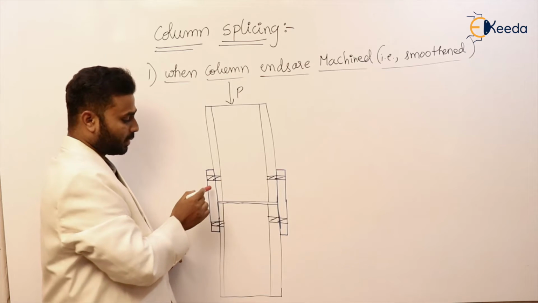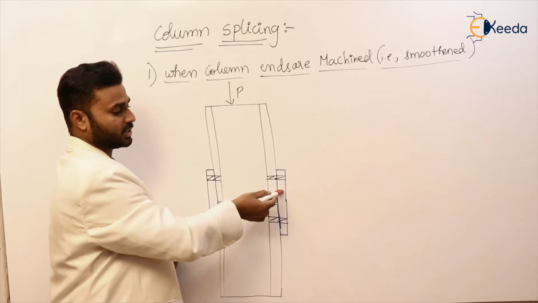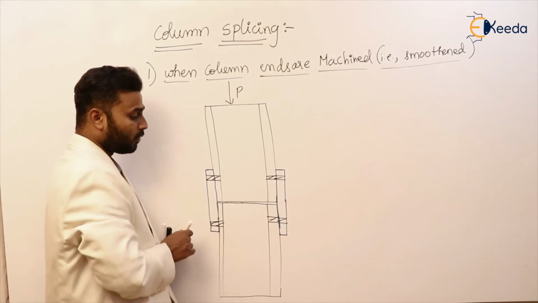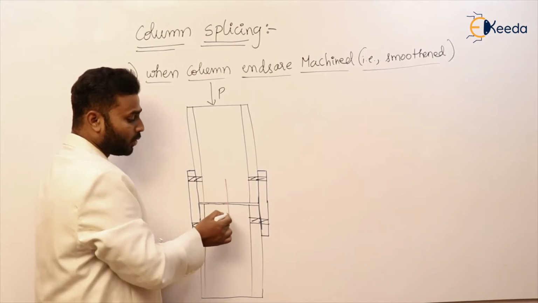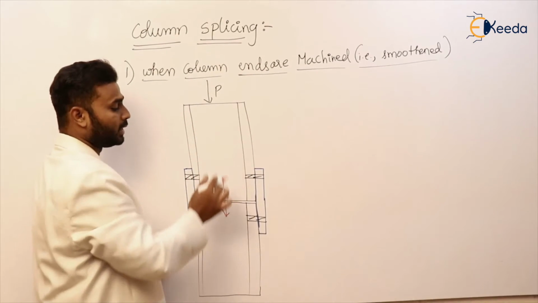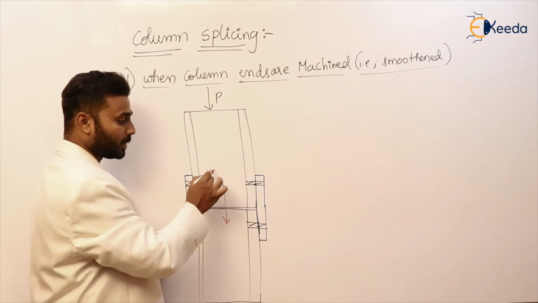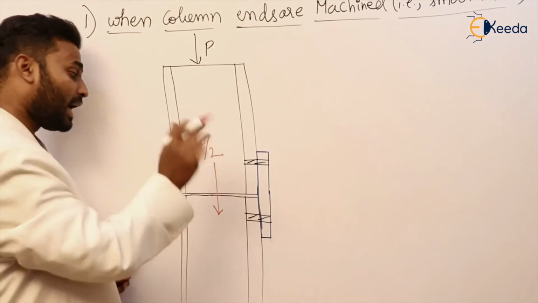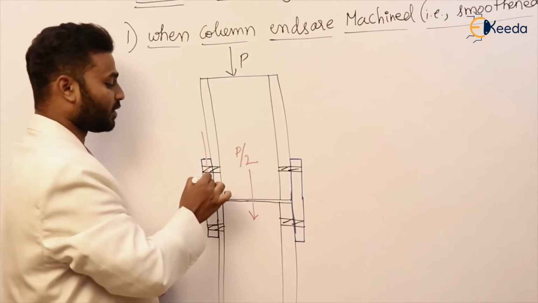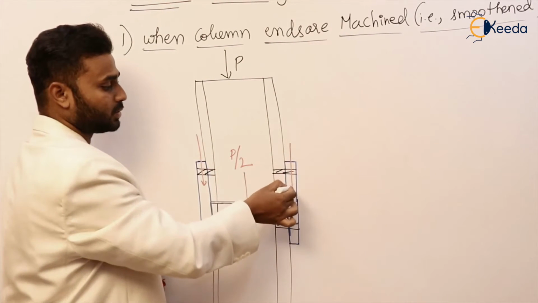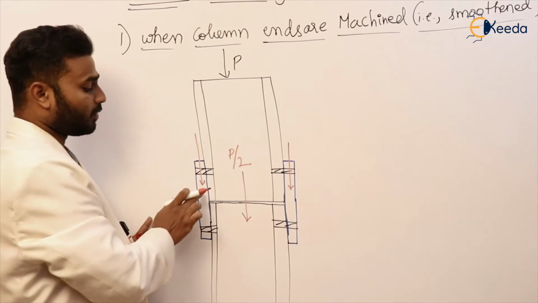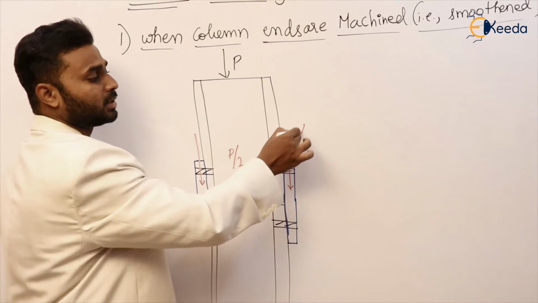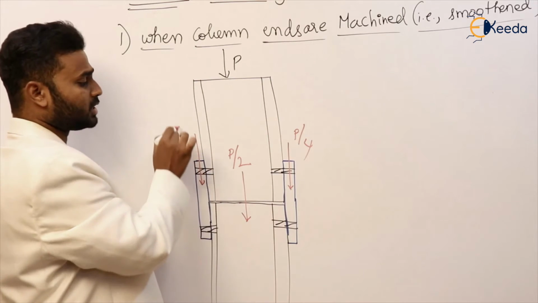But for the purpose of designing the connections, that is designing the dimensions of the cover plate and the number of bolts, what we are going to assume here is that of the total load P, 50%, that means P by 2, is transferred by the bearing action and the remaining P by 2 is transferred by the connections. So here we have provided connections on both sides. So now total P by 2, so the force on each is P by 4.